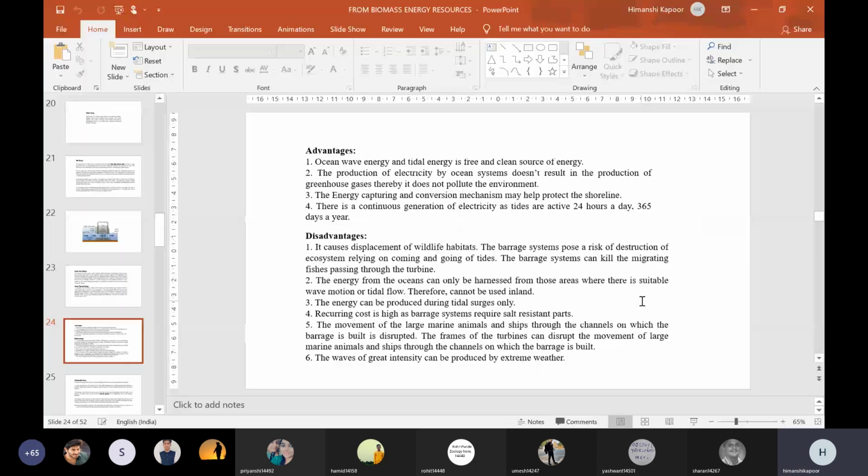Clear? So geothermal energy we will discuss in the next class. I think I will stop here.